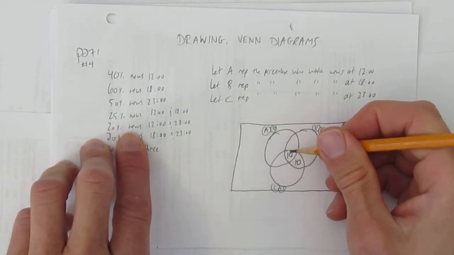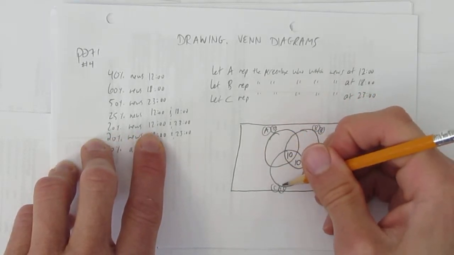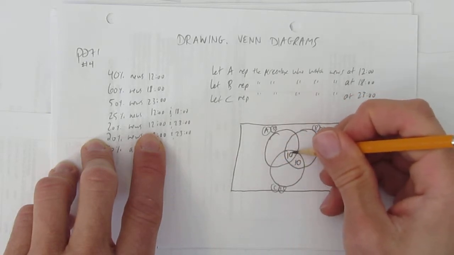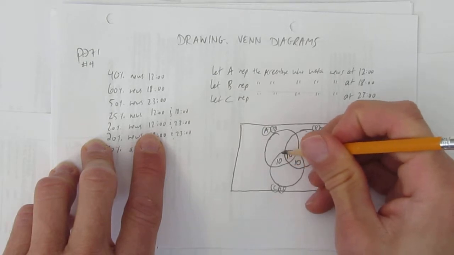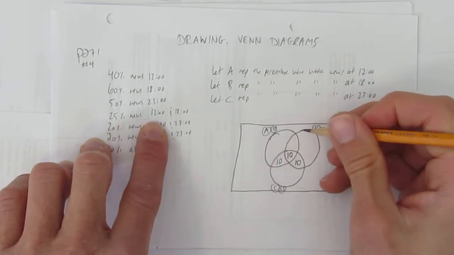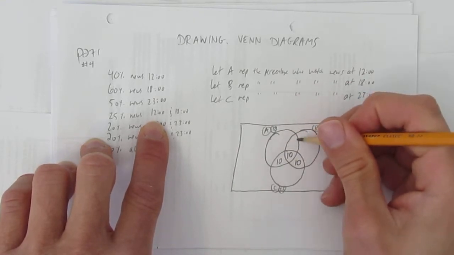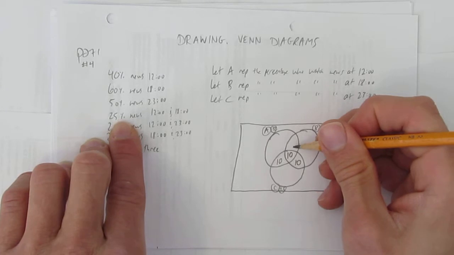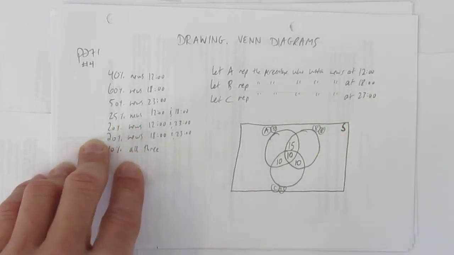Same sort of work here. 20% watch the news at 12 o'clock and 23 o'clock. So that's between here and here. There's supposed to be 20%. I already have 10 in here, which means another 10 just in here. And 25% watch the news at 12 o'clock and at 18 o'clock. That's in here. Since it's 25 this time, it should have 25 total here, which means this is 15.